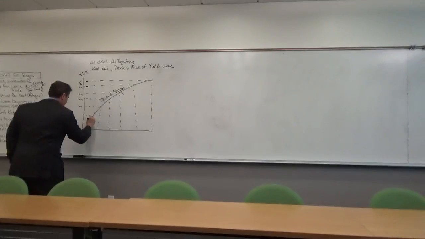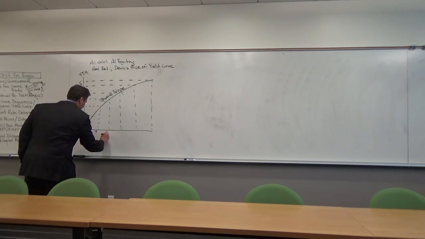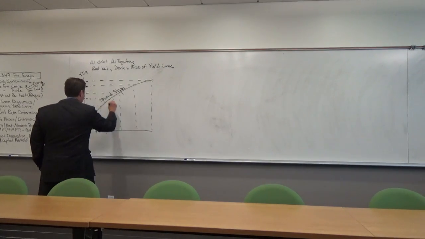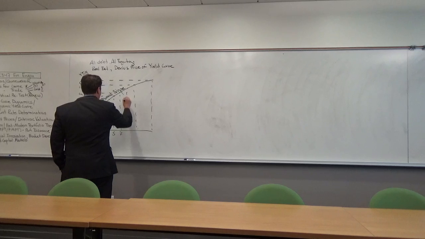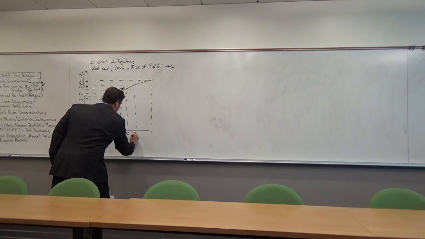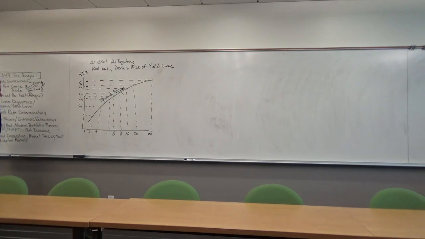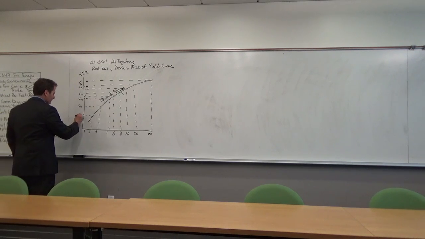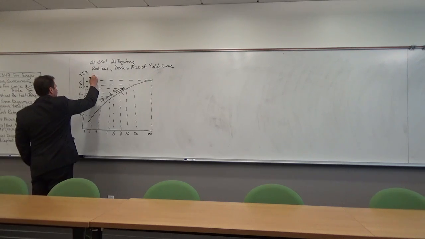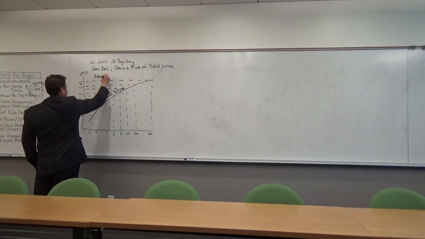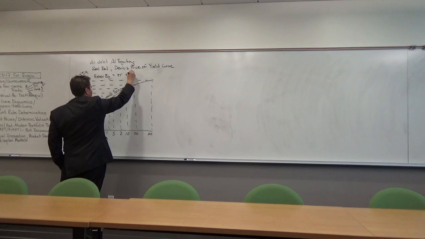This could be a 1 month, 3 month, 9 month, 1 year, 5 year, 7 year, 10 year, 20 year, or 30 year bond. The curve is upward sloping because of inflation expectations. So by using the Fisher equation, which is the real rate of return plus the inflation expectations.